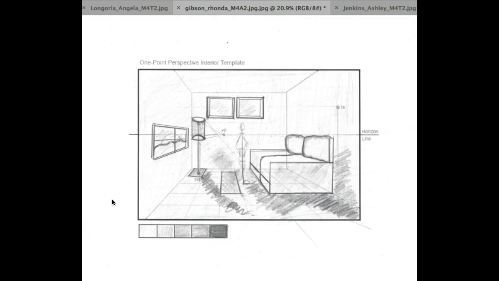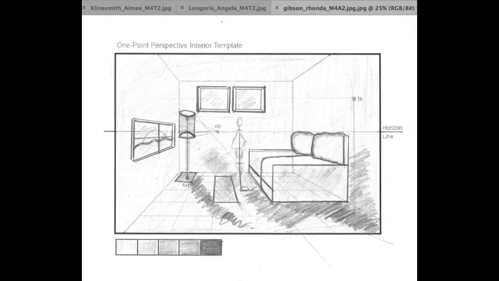Okay, Rhonda, let's see here. So this actually looks like you went from the 2-point perspective of the previous assignment to 1-point perspective. It's fine if you want to do that and make a change. But we're going to start then talking a little bit about your composition just a little bit before we get into the shading, because you have a new drawing here.